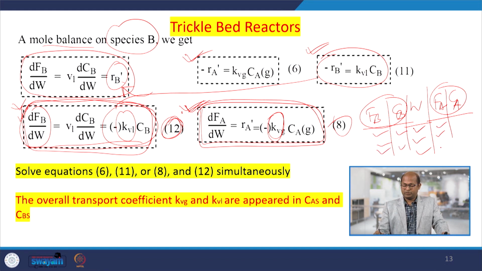Then we can solve these differential equations, and we can find the K_VG and K_VL values once we solve these ordinary differential equations, by using an ordinary differential equation solver and putting in all these components: the concentrations of components A and B, and the molar flow rates of components A and B. At a given weight we can find out the corresponding mass transfer coefficient values K_VL and K_VG. Okay, so today is up to this.